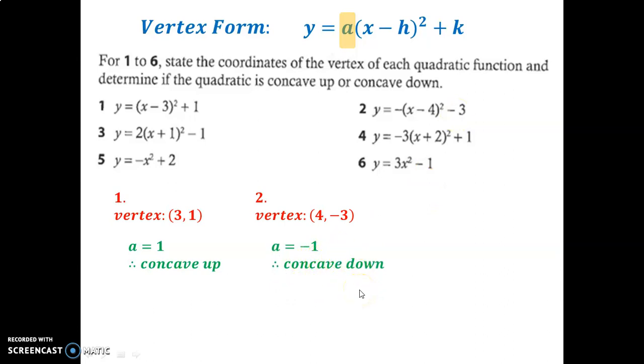How about number 3? In number 3, the vertex is at negative 1, negative 1. An A value of 2 tells us it will be concave up. And now do the same thing for 4, 5, and 6. Okay, great. Last question. Let's get back into Desmos, so make sure you're in Desmos.